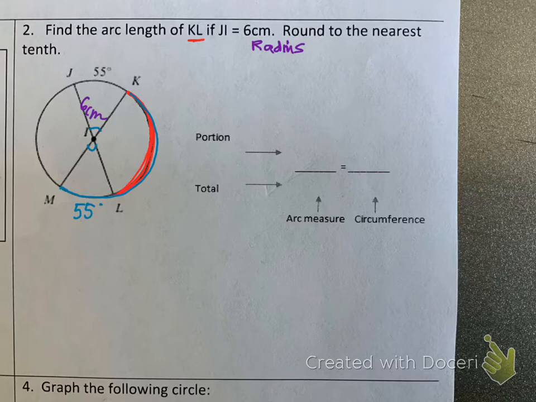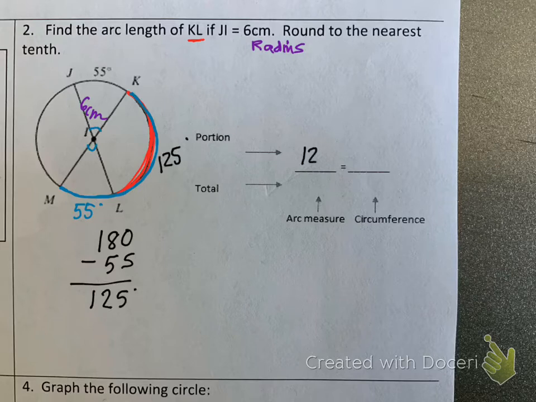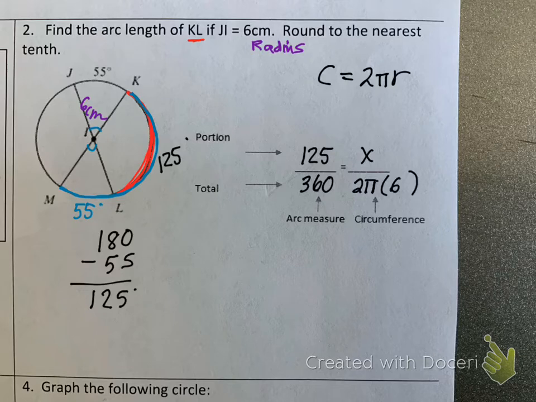So if this blue arc that I'm highlighting is made up of 2 arcs and it totals 180, in order to find the missing arc, all I have to do is take 180 and subtract 55 from that, which would give me 125. So there's our arc measure, 125 degrees out of a total of 360. And we're trying to find the arc length, x, which is a portion of the entire circumference. So remember, circumference has a formula, 2 pi r. So 2 pi, and then the radius is 6.